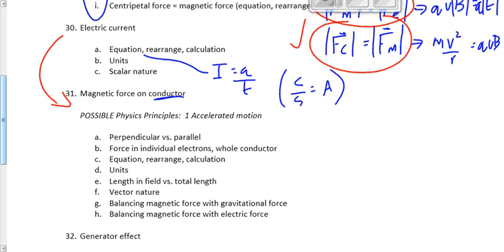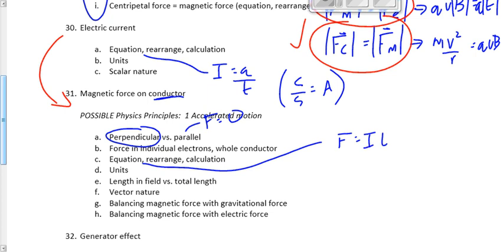Sometimes what we've got to do is analyze a magnetic force on a conductor, and again, the same deal applies, perpendicular versus parallel. If it's parallel, the force is 0. If it's perpendicular, then we can do all of this stuff, B through H. If it's neither, then we can't do anything. If it's perpendicular, then we're going to say F is equal to ILB. Just remember that the length that we use here is the length that's in the field.